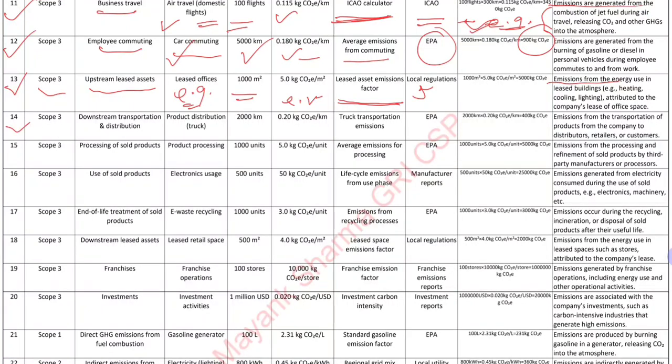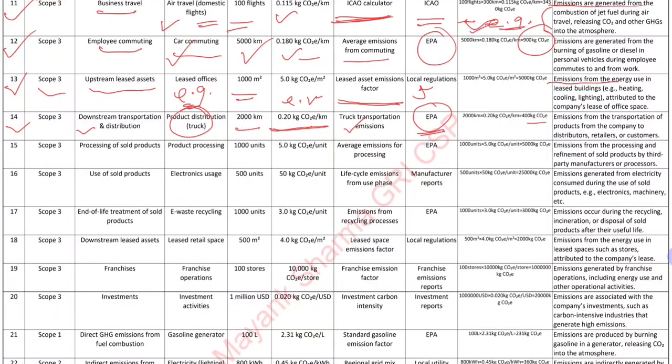Another example for scope 3 is downstream transportation and distribution, and this is about product distribution utilizing trucks. We have taken as an example a total travel distance of 2,000 kilometers multiplied with the emission factor. This emission factor is coming from truck transportation emissions, which we have taken from EPA as an example here, as an emission source example.